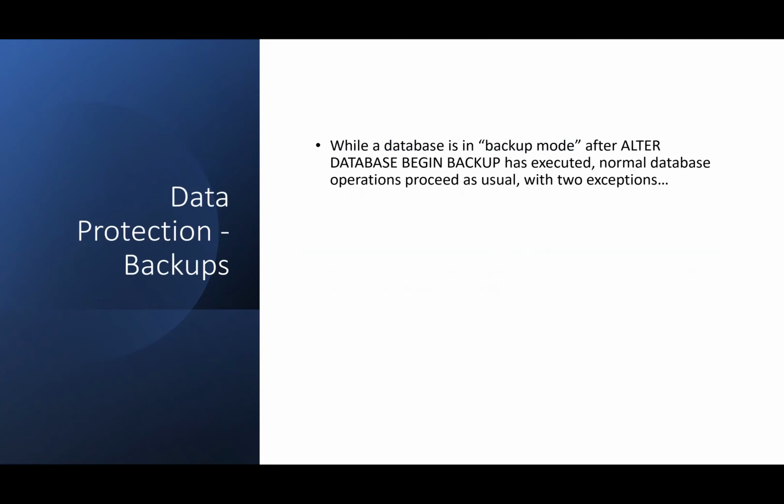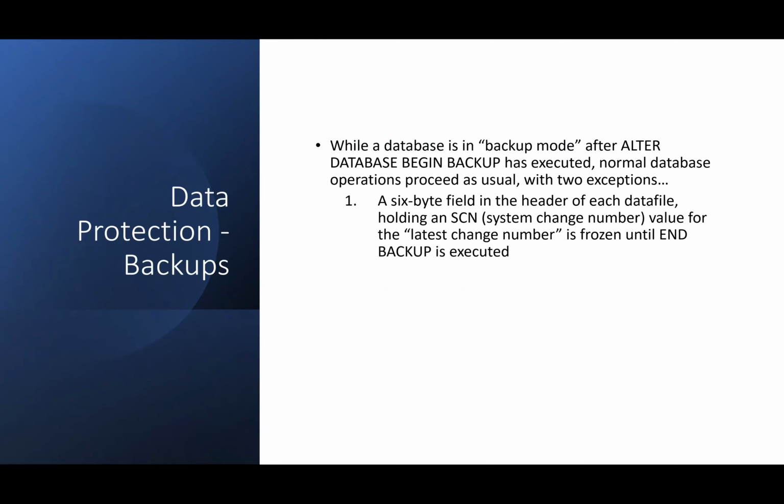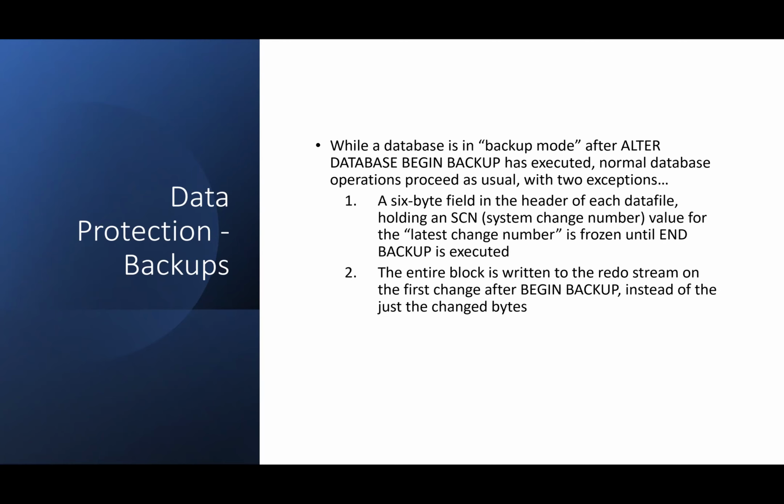Okay. And I was describing here what happens, mostly for folks without an Oracle background, but when a database is in backup mode, normal database operations proceed as usual, with two exceptions. The SCN is frozen in the database header, and the entire block is written out to the redo stream after the first change after the begin backup, instead of just the change bytes, to protect against the fractured block syndrome. So the longer a database is in backup mode, you would expect to see the redo stream increase dramatically.